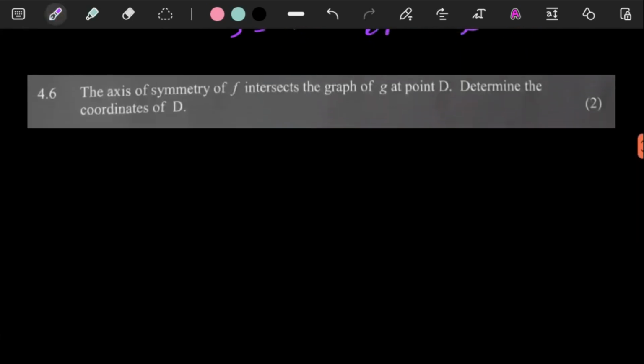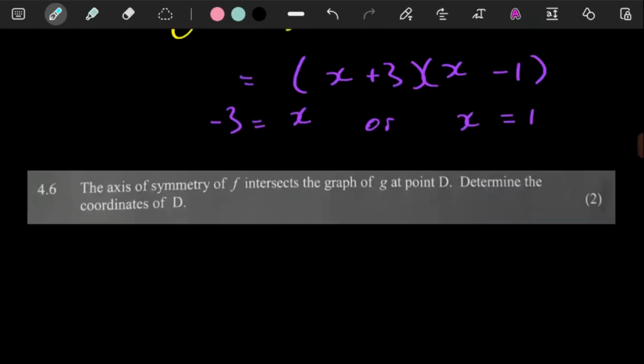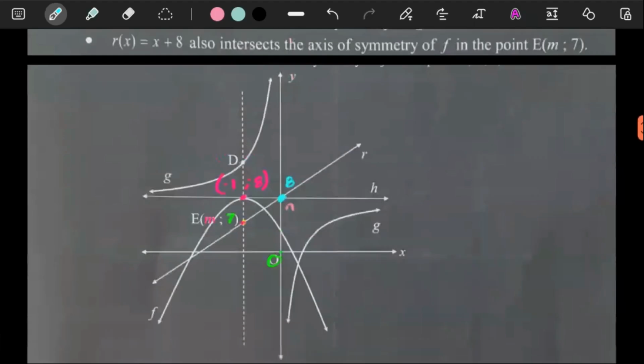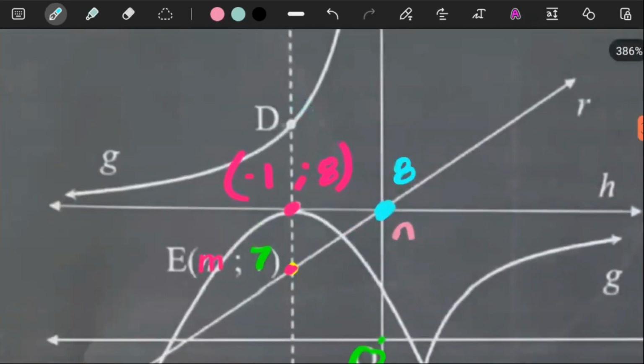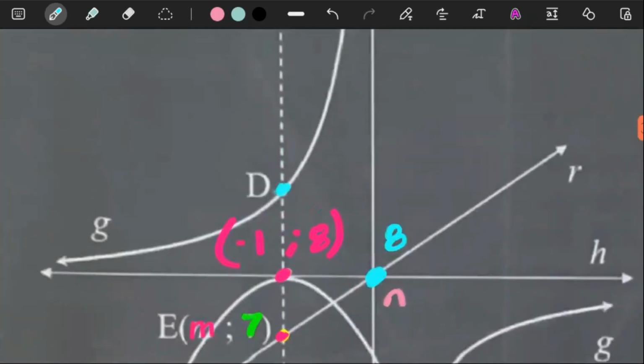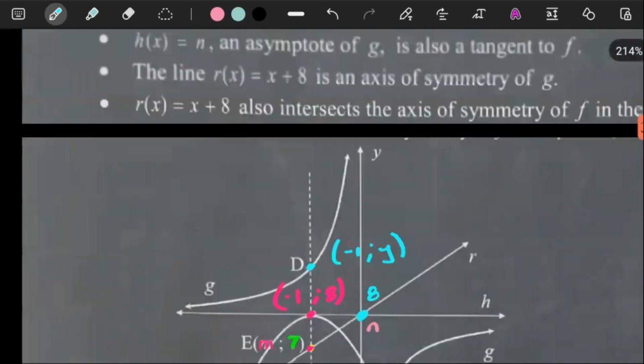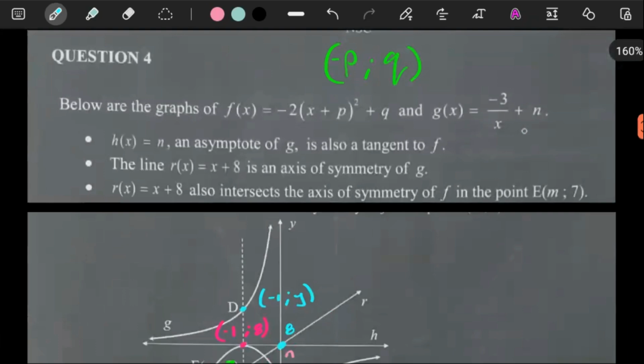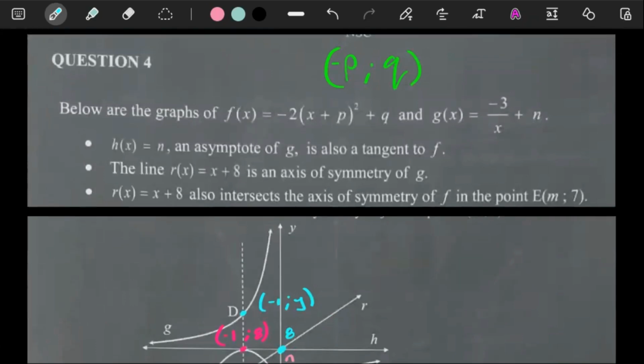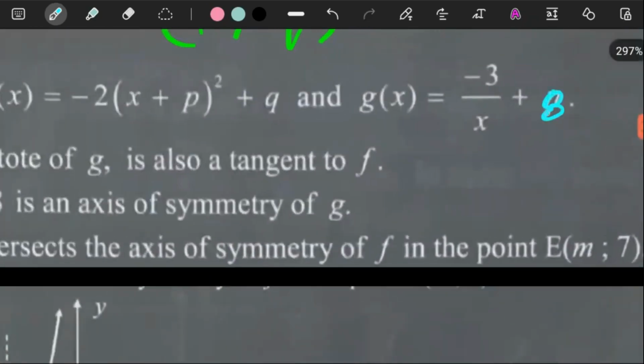For 2 marks, it says the axis of symmetry of f intersects the graph of g at point D. Determine the coordinates of D. Where is D? You can actually check that in the image. Okay, fortunately, D is a point where the x value is -1. So to get the y value, we can just use the equation of our graph of g. So remember, n is 8.